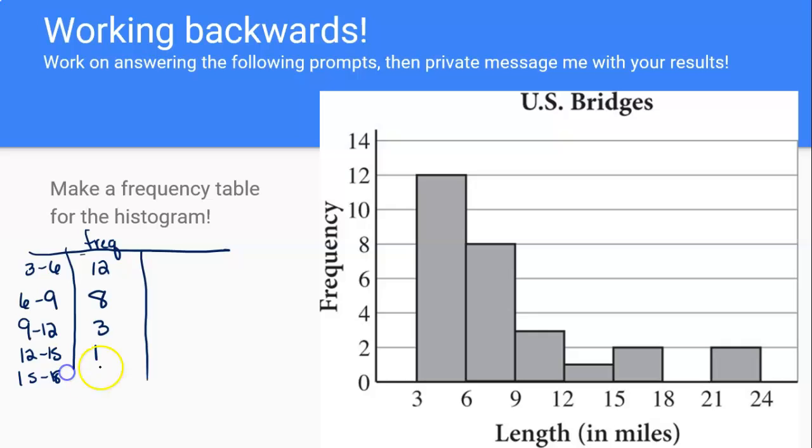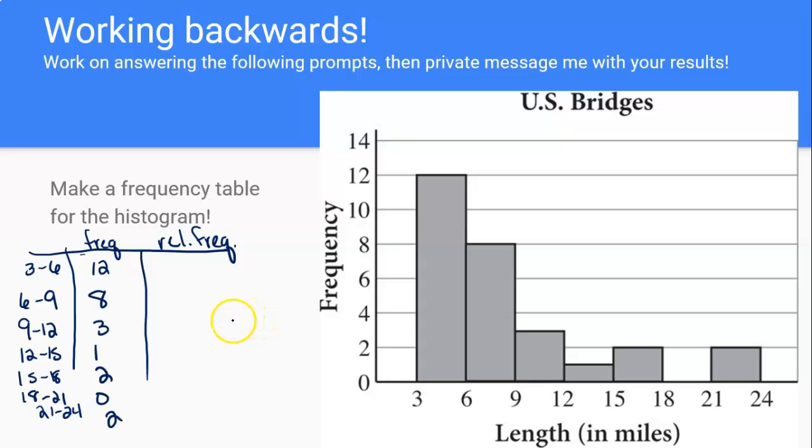From 15 to 18, there was 2 here. And then 18 to 21, there was 0. And then, sorry, I'm squishing this up down here, 21 to 24, there was 2 here. So that's my frequency table. If I wanted to turn these into percentages, I could put that right here. I would have to find the total, and I would divide to find the relative frequency.